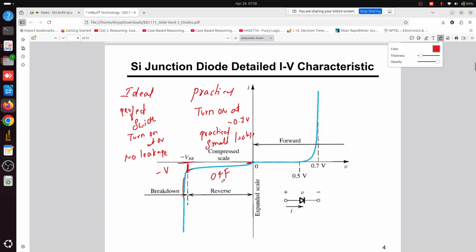Yeah. Okay, so can you explain what's breakdown? Below this region, it will go in the reverse direction. If the voltage becomes very negative, it will go to the other side.